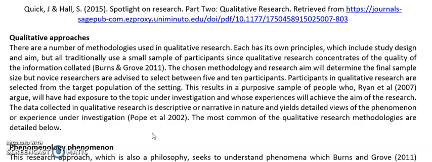Participants in qualitative research are selected from the target population of the setting. This results in a purposive sample who, Ryan et al. 2007, will have had exposure to the topic under investigation and whose experiences will achieve the aim of the research. The data collected in qualitative research is descriptive or narrative in nature and yields detailed views of the phenomenon or experience under investigation (Pope et al., 2002). The most common of the qualitative research methodologies are detailed below.